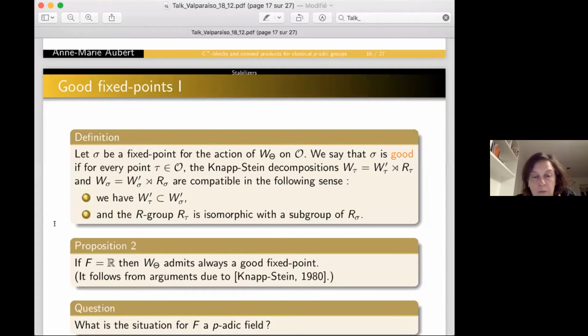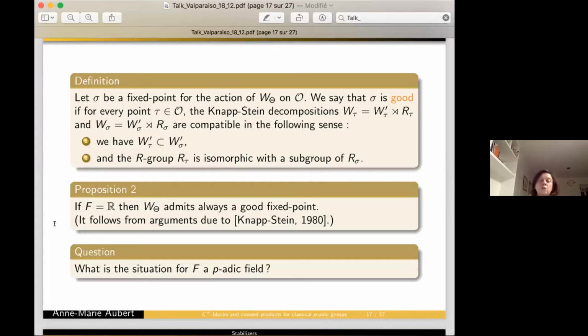You'll say that sigma is good if for every point tau in O, so we have a corresponding Knapp-Stein decomposition, the finite Lie group W prime tau is contained in the corresponding group for sigma. This is the first condition. And the second condition is that the R group attached to tau is isomorphic to a subgroup of R sigma. And the nice thing is that when F is real, this is always possible. We can always find a good fixed point. Actually, if you look at the paper by Knapp and Stein from the 80s, the first property, the one regarding the finite Lie groups, is proved there, and a similar argument allows one to prove that the second property is also satisfied.